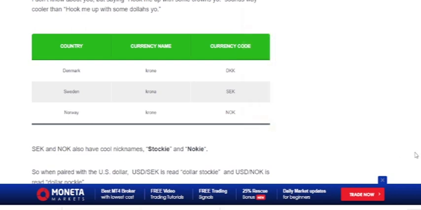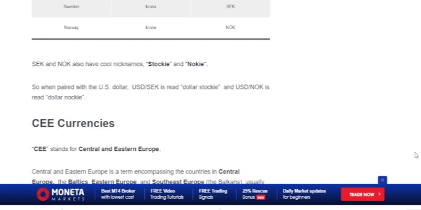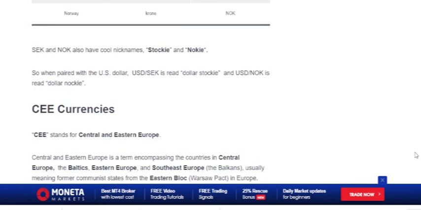SEK and NOK also have cool nicknames, Stocky and Noki. So when paired with the US dollar, USD/SEK is called dollar Stocky, and USD/NOK is called dollar Noki.